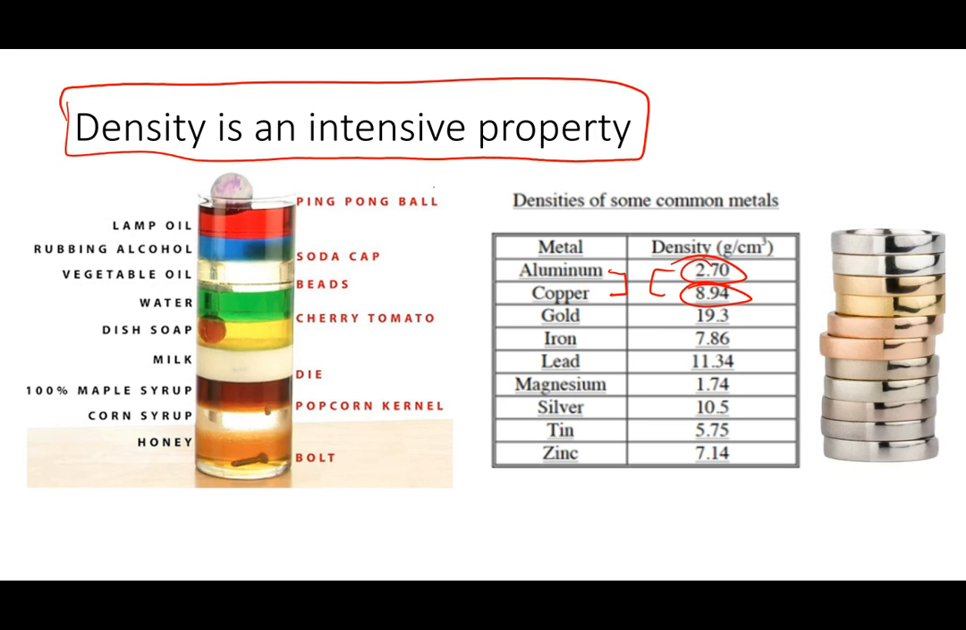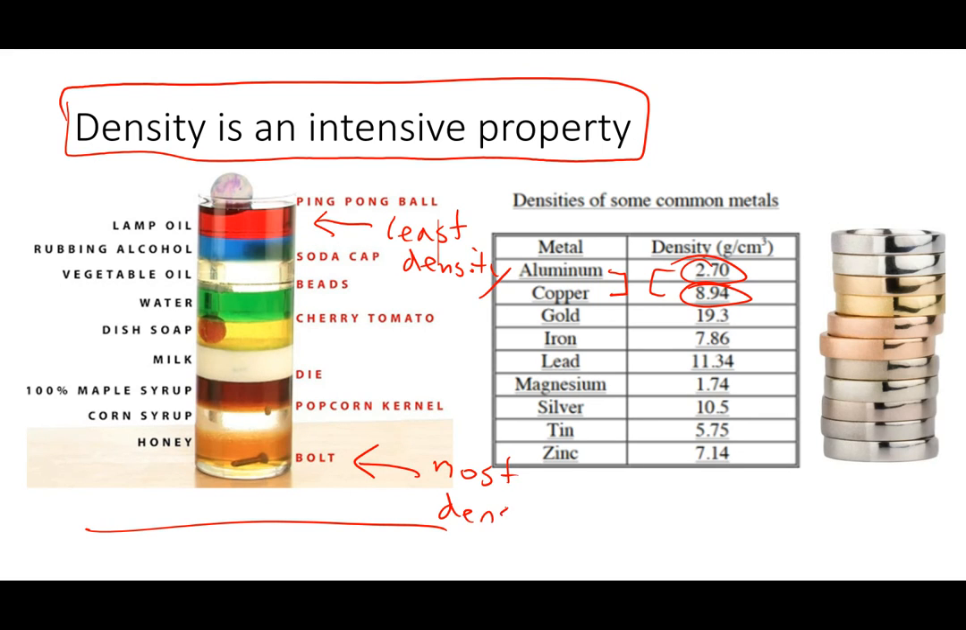That's what we see here in this density column on the left-hand side. Each substance in this density column is a different substance, so they all have different densities. And we see that items with the least amount of density float on top, and items with the most density sink to the bottom.